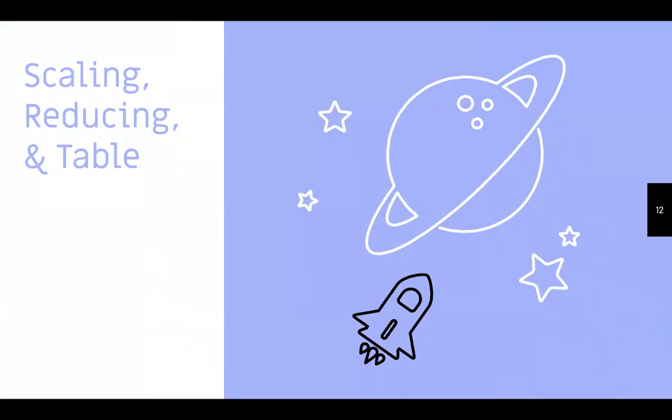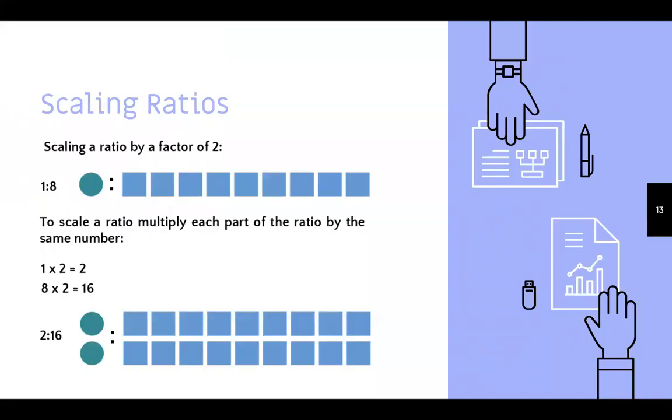So now we're going to work with scaling, reducing, and working with a table with ratios, because there are many different properties that ratios come in handy for, and different forms that you can see them in. To give you a visual representation of scaling ratios, say we're scaling a ratio by a factor of 2. We have 2 to 16. If you look at the very bottom, you can see 2 green circles and 16 blue squares.